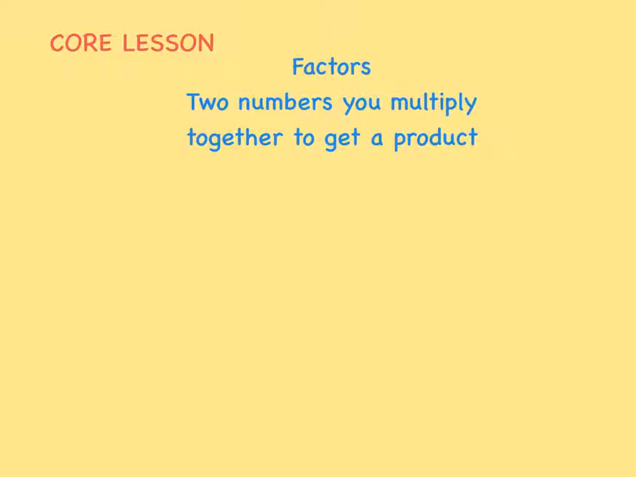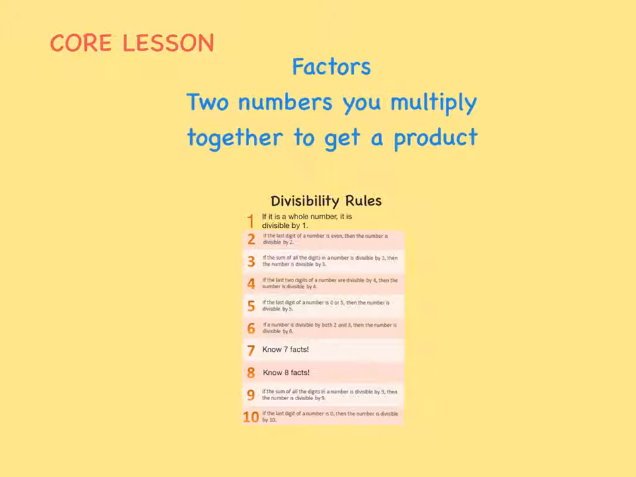When we try to find all the factors of a number, we use those divisibility rules to figure out all the numbers we can multiply together to get that product. Let's try to find all the factors for the number 24. In order to do this, I'm going to write the numbers 1 through 10 down on the left-hand side. And I'm going to go through and see if each one can multiply to give us 24.